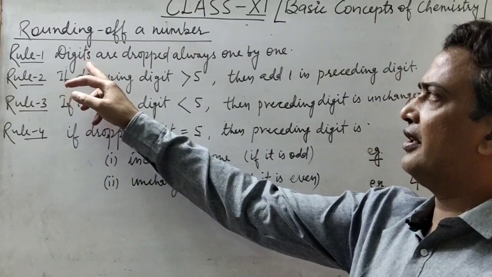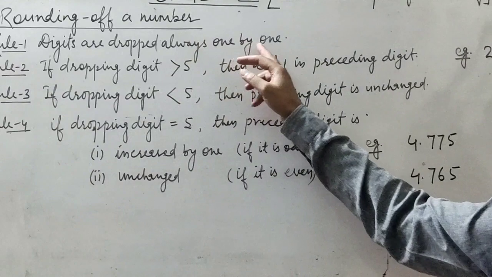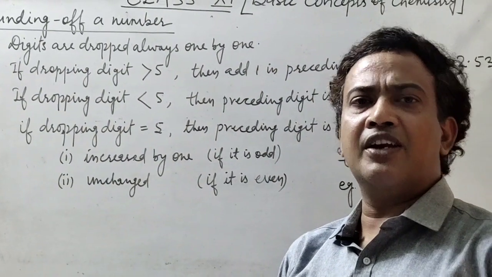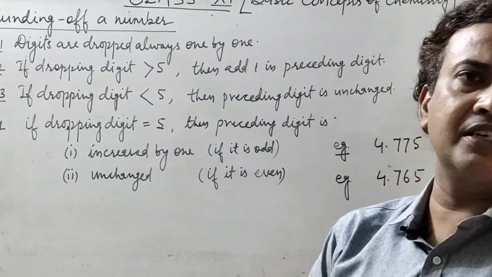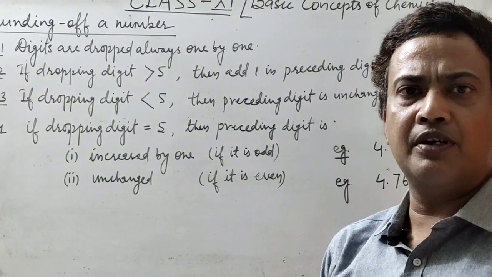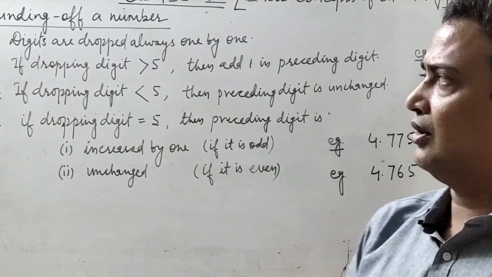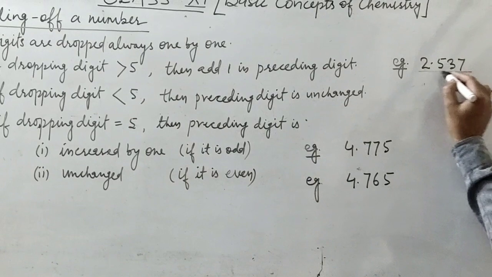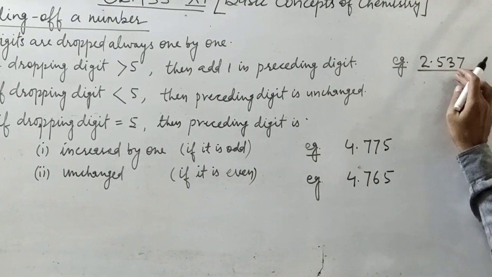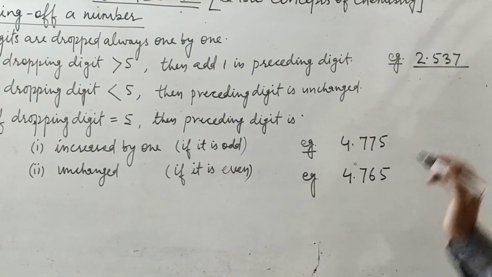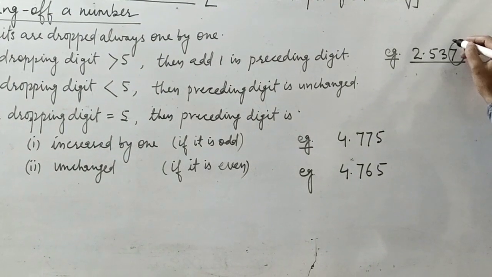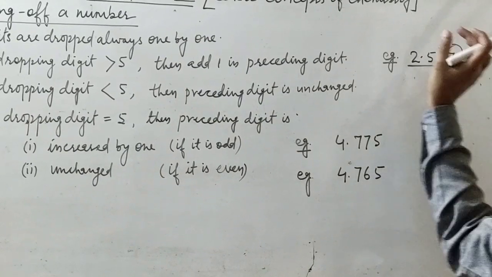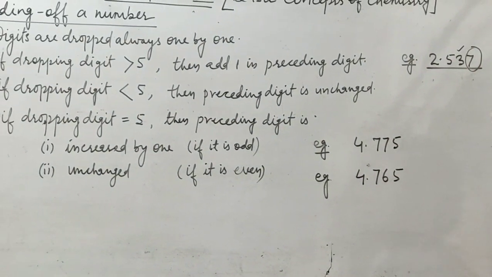First rule is digits are always dropped one by one. If you have to drop 2 or more digits, they are not dropped simultaneously. They are dropped one after another. Like if you have to drop 2 digits in the given number 2.537, then first you have to drop 7 and then you have to drop 3, not 3 and 7 simultaneously.